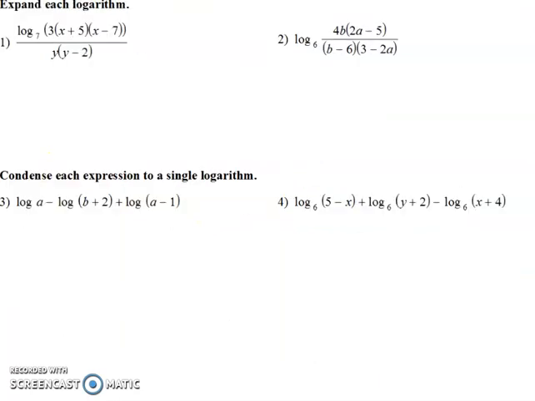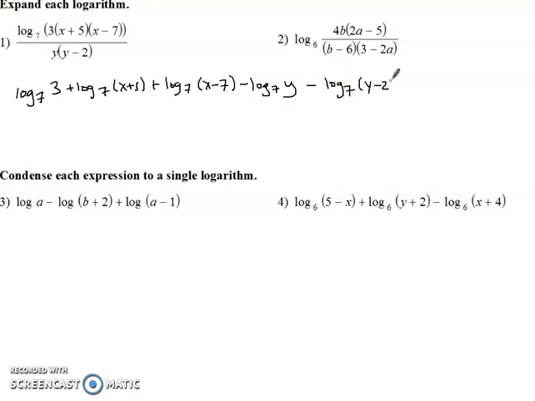All right, your turn. Go ahead and pause the video and try out these 4 on your own. Number 1, I should have log base 7 of 3 plus log base 7 of x plus 5 plus log base 7 of x minus 7 minus log base 7 of y minus log base 7 of y minus 2. And that would all go with number 1.